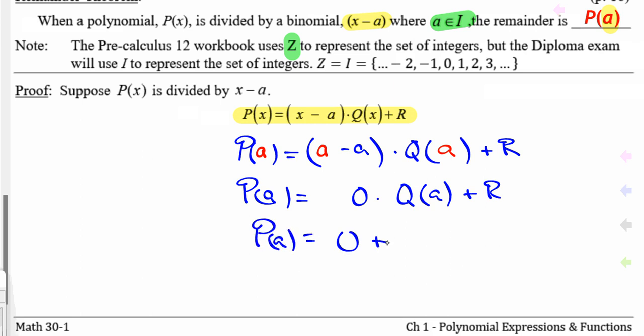And I guess we could say 0 plus something is just the something. So P of a will always give us the remainder. So there's a proof that this theorem is always true. So let's use it.